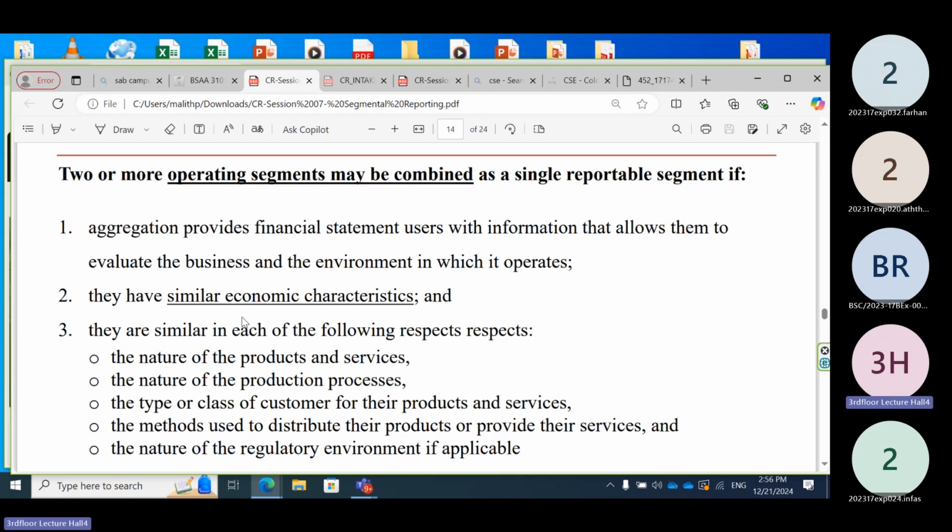What's the benefit we are giving to users? What are the segments? What's the benefit to the stakeholders of having segment information? What's the benefit?